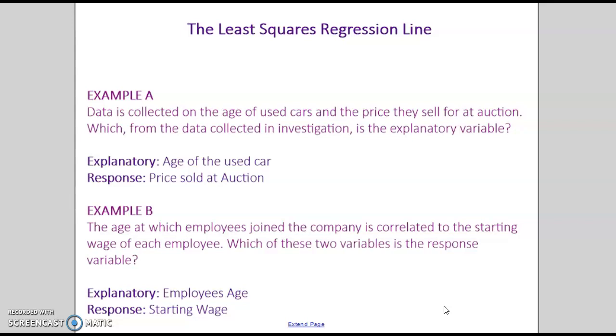Okay, I'm going to end the video here, and the next video is how to find the equation of the least squares regression line. You need to do that once you've checked your answers.